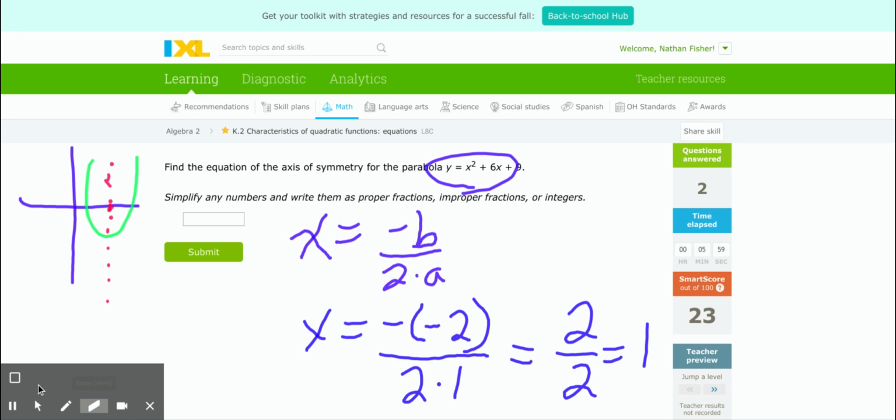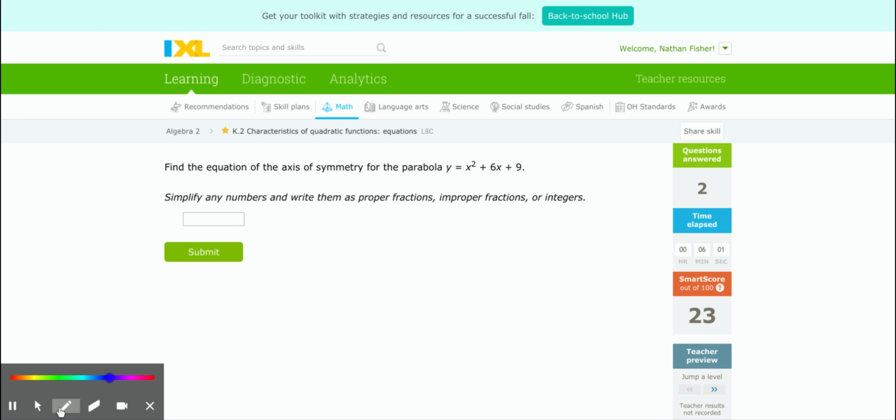Awesome. All right, let's clear off again. It's another axis of symmetry one. Let's go ahead and do this as well. My a value doesn't show me, but that's going to be a 1. My b is going to be a 6.